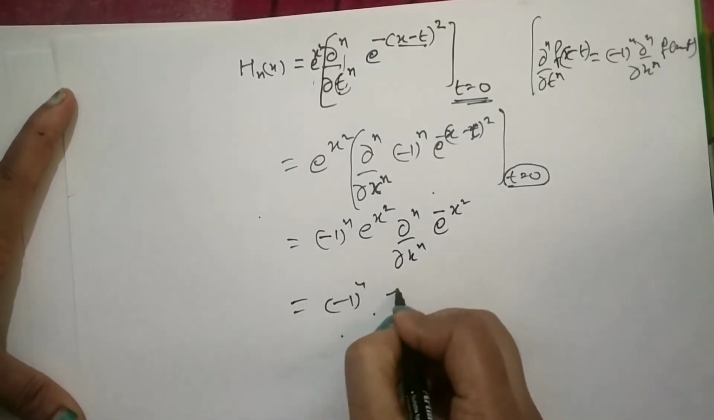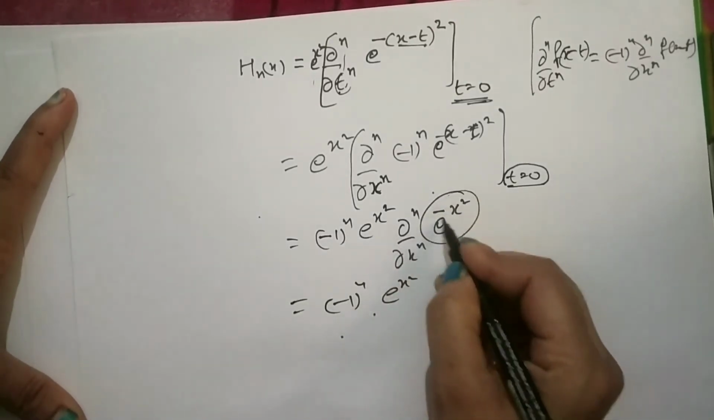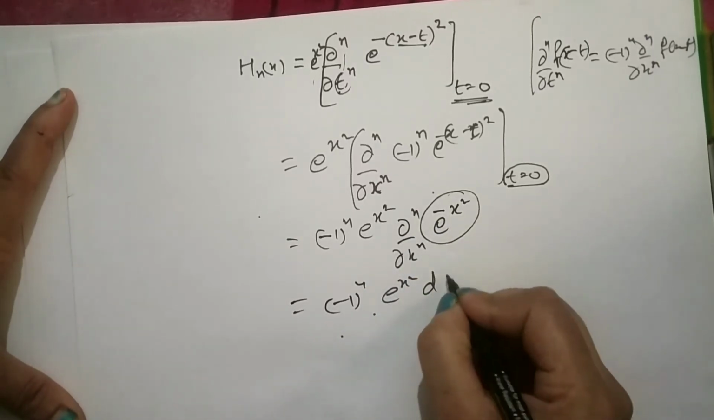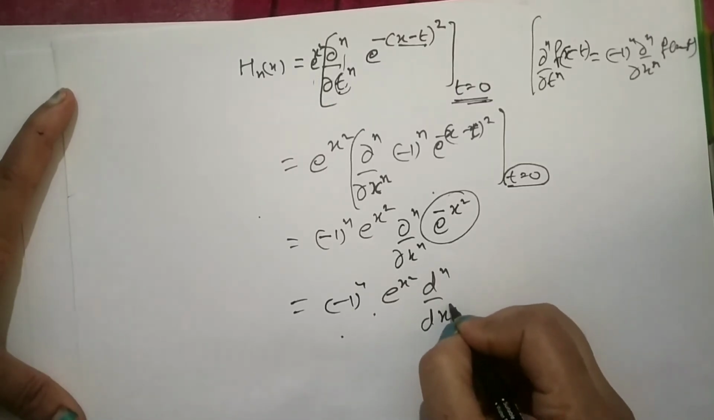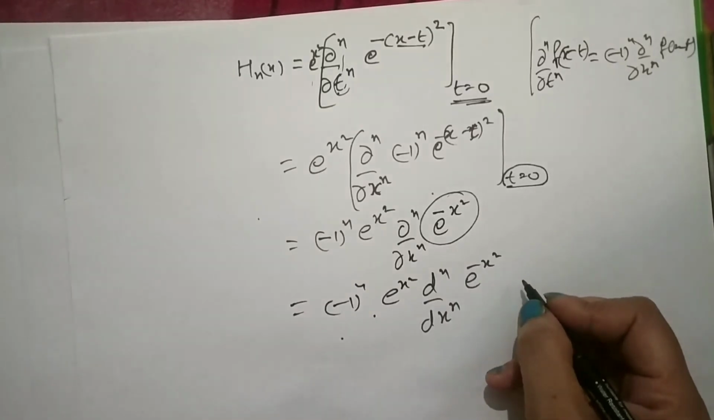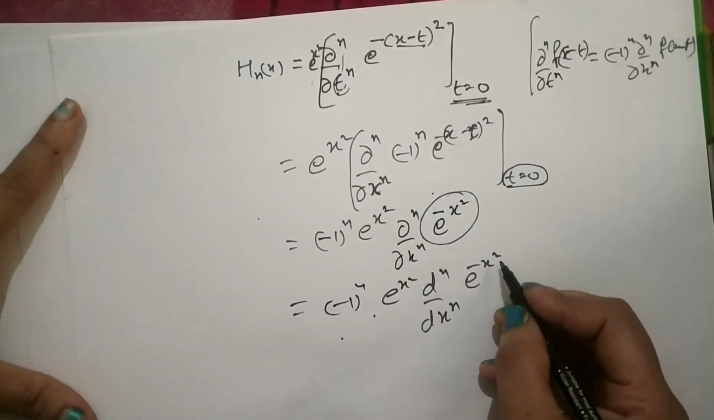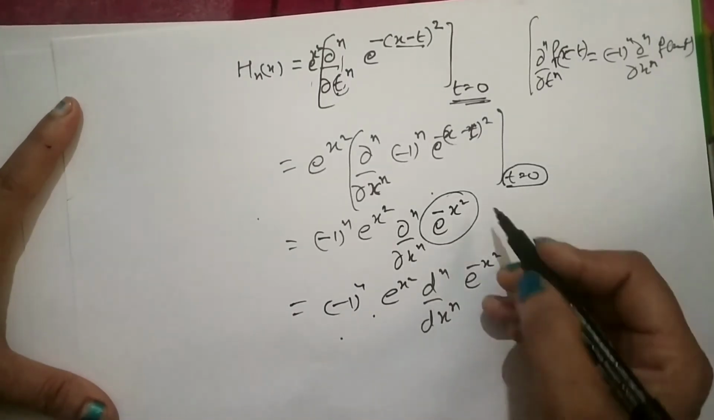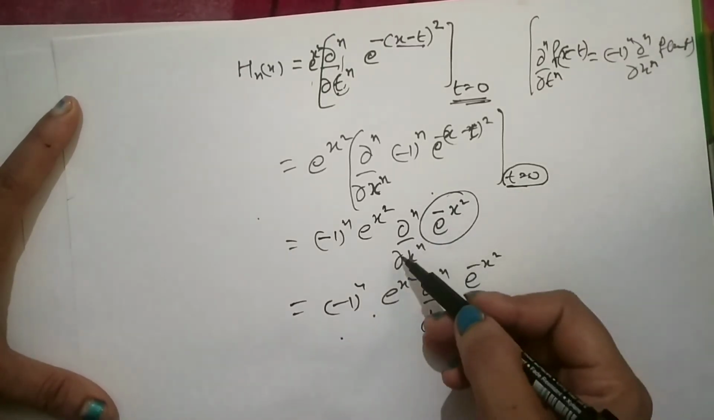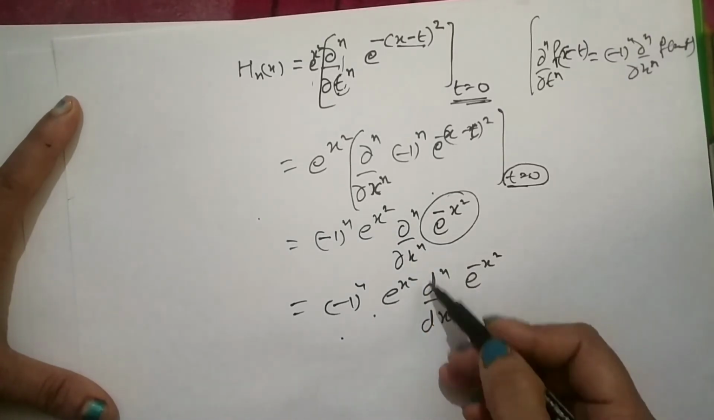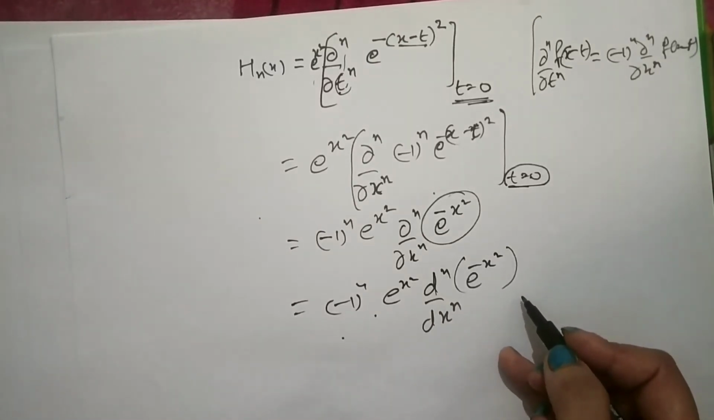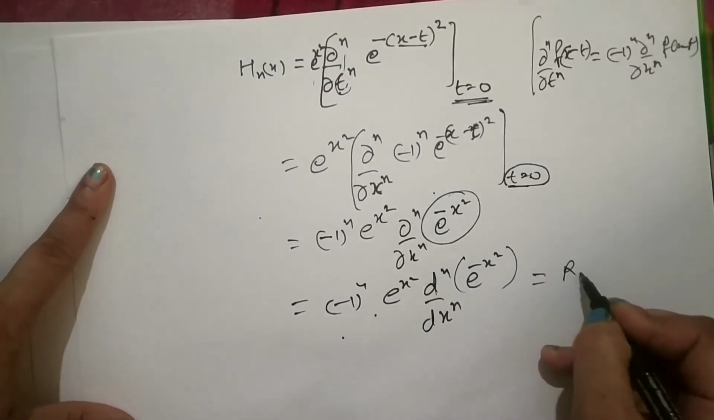Now what we see is that for this e raised to power minus x square, the partial derivative will be the total derivative. Why? Because partial derivative is only used when we have more than one independent variable. So here the variable t vanishes when we put t equal to 0. The only variable that remains is x. So the derivative with respect to x, the partial derivative, can be written as a total derivative. So this is what we have to prove. So this is equal to the right hand side.